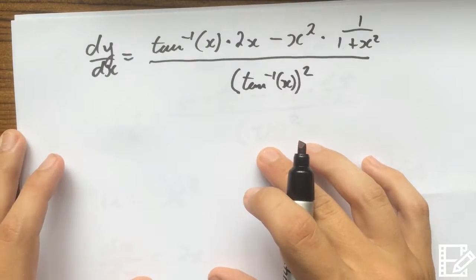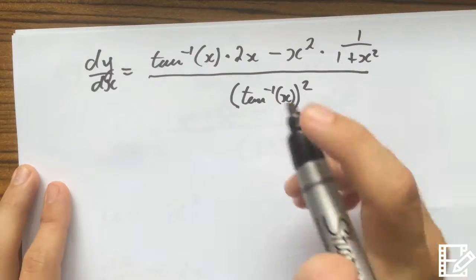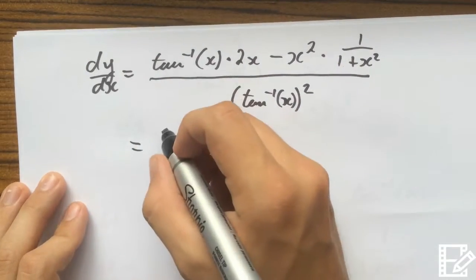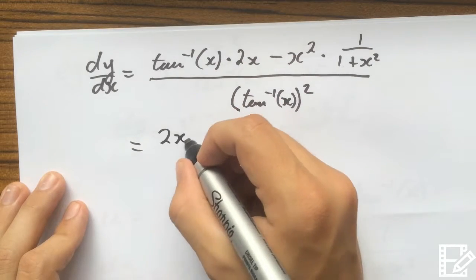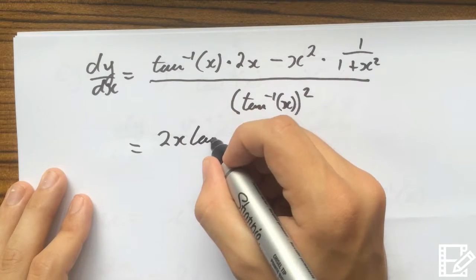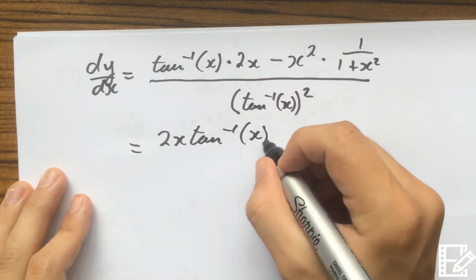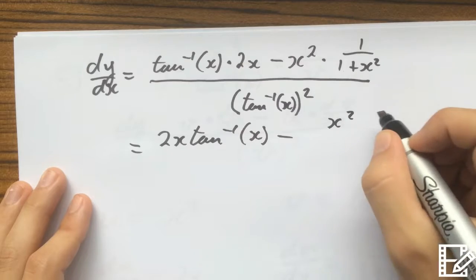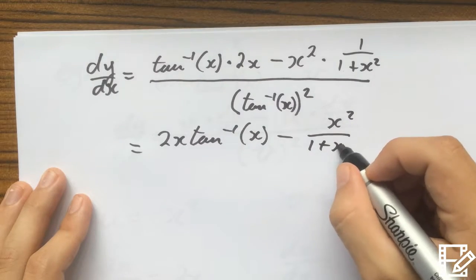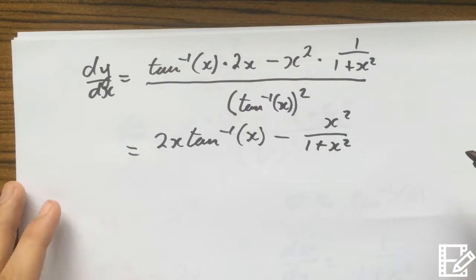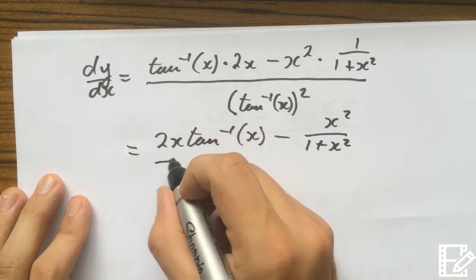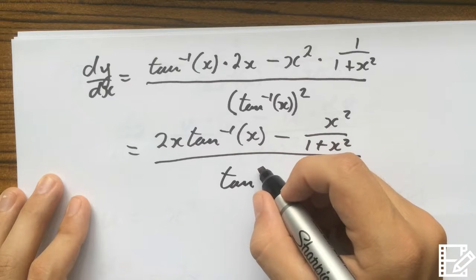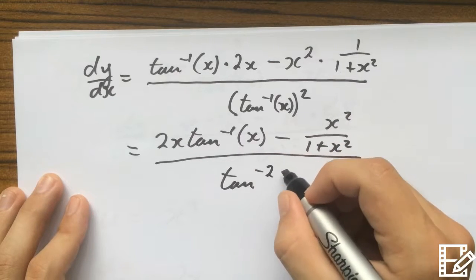Okay, so now we have that. Let's do a bit of simplifying. Okay. So we'll bring the 2x out the front. 2x, tan⁻¹x, minus x squared on 1 plus x squared, all over tan⁻¹x to the power of 2.